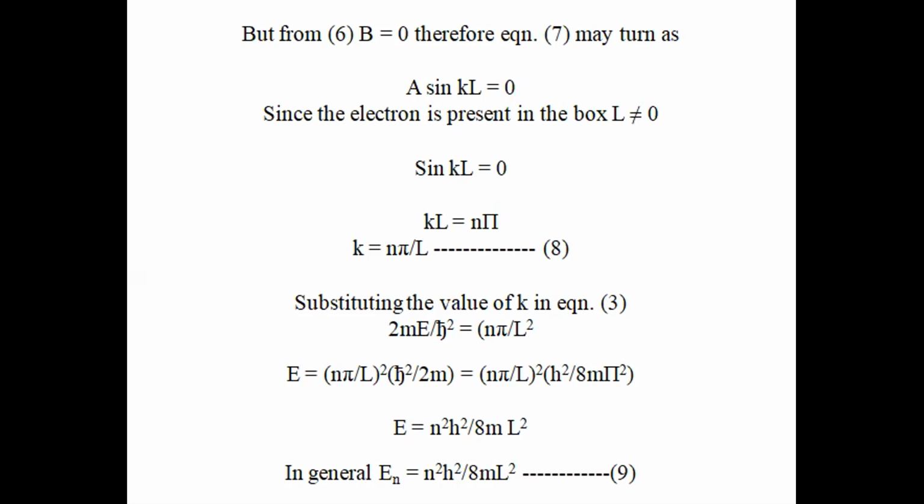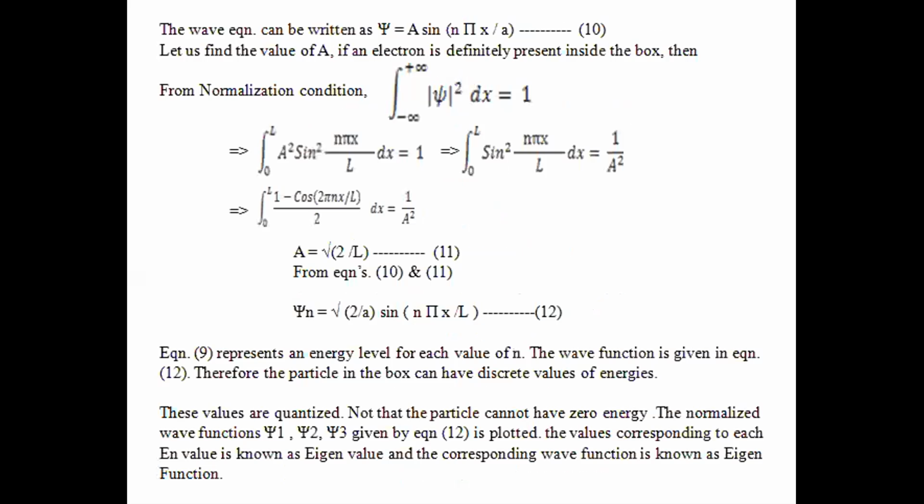E will be n square h square by 8mL square, by substituting and simplifying. In general, En, that is the energy in the nth level, equals n square h square by 8mL square. Now the final wave equation can be written as psi equals a sin of n pi x by L. Let us find the value of a if an electron is definitely present inside the box. Then from the normalization condition, integrating from minus infinity to plus infinity psi square dx equals 1. Applying the wave equation, a square sin square n pi x by L dx, applying the limits 0 to L, we will get a square L by 2 equal to 1. Here a equals under root 2 by L.